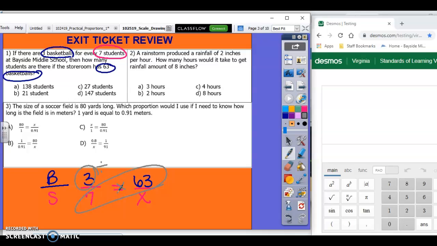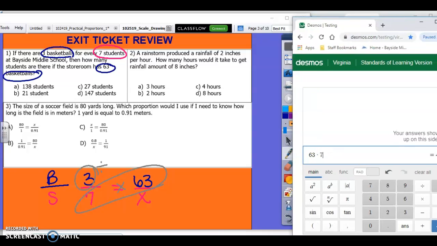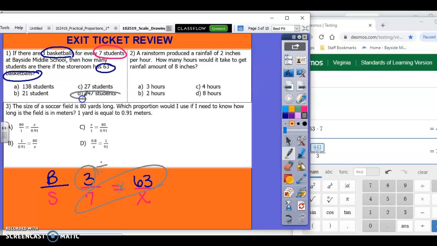So I come to my calculator and I type in 63 times 7. Move that over a little bit. I get 441, and then I'm going to come to the next line, hit answer, divided by 3, and the answer is 147 students. So there's my answer. Question number 2.